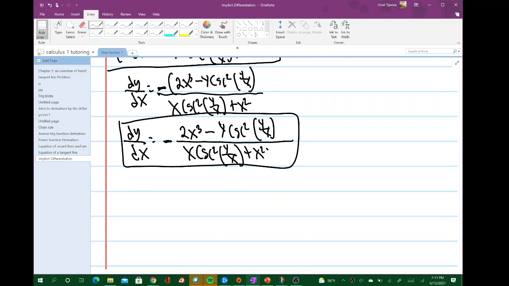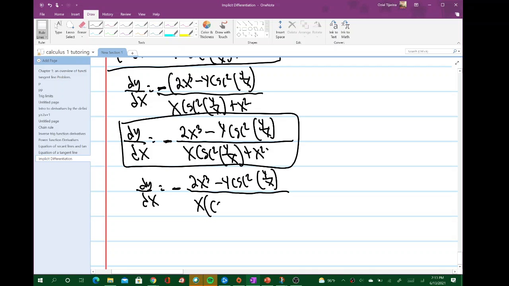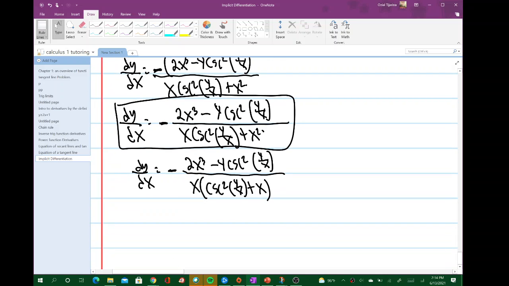And you can also factor the x on the bottom. You can say dy dx equals negative, 2x cubed minus y cosecant squared of y over x, and then over x times cosecant squared of y over x plus x, like that. Okay, guys, oh my goodness, that one was a really long one.